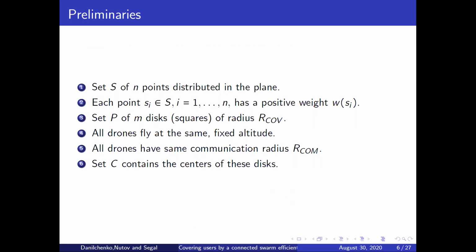Now I will present some preliminaries which I will use in this talk. A set S of n points distributed in the plane. Each point has a positive weight. A set P of m disks, or squares, of radius r curve. All drones fly at a fixed and the same altitude. All drones have some communication radius r com. Set C contains the centers of these disks.